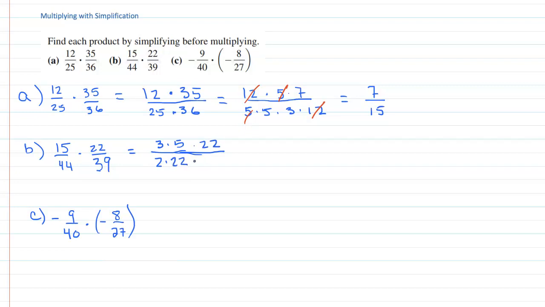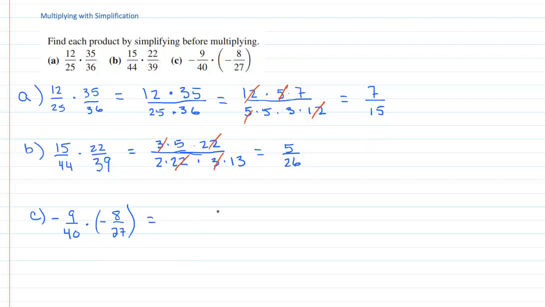So see how I looked for a 22? I looked for something that they had in common. And then 39 is 3 times 13. So again, looking for things that they have in common, factors they have in common. So I've got a 3 here and a 3 here. I'm going to divide those out. A 22 and a 22. And then I'm left with a bunch of, well, prime numbers, and none of them are the same. So on top I get a 5, and on the bottom I get 2 times 13, which is 26.